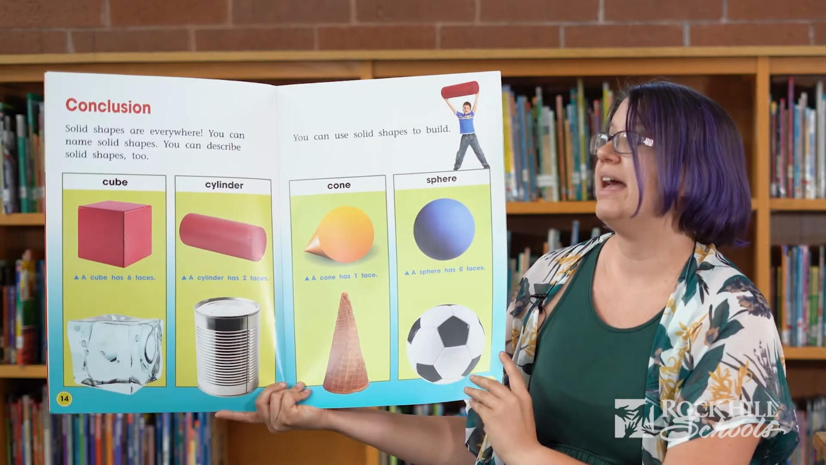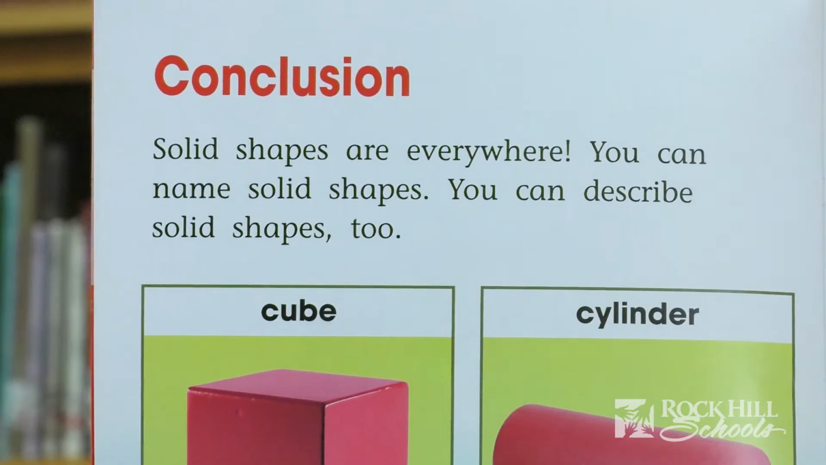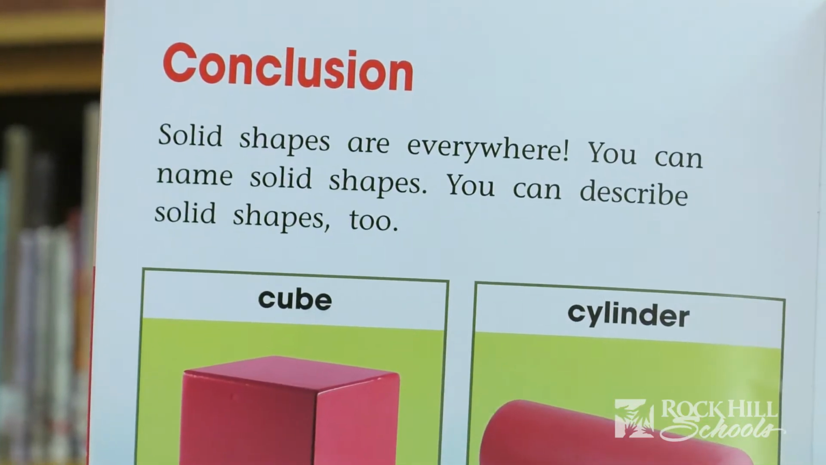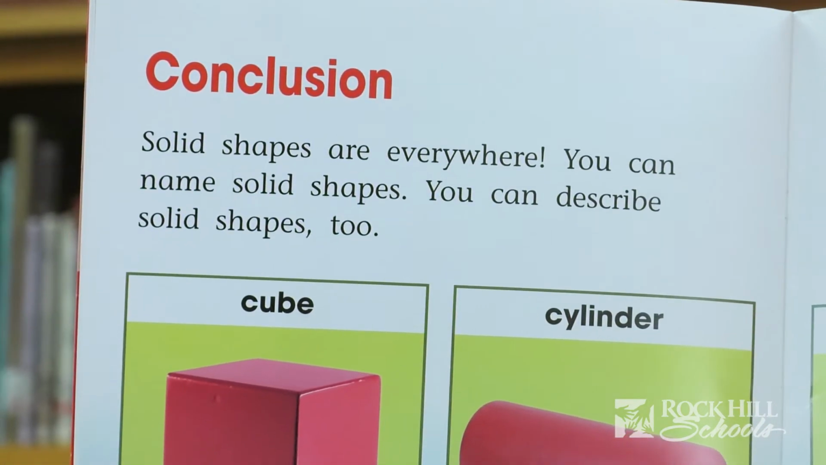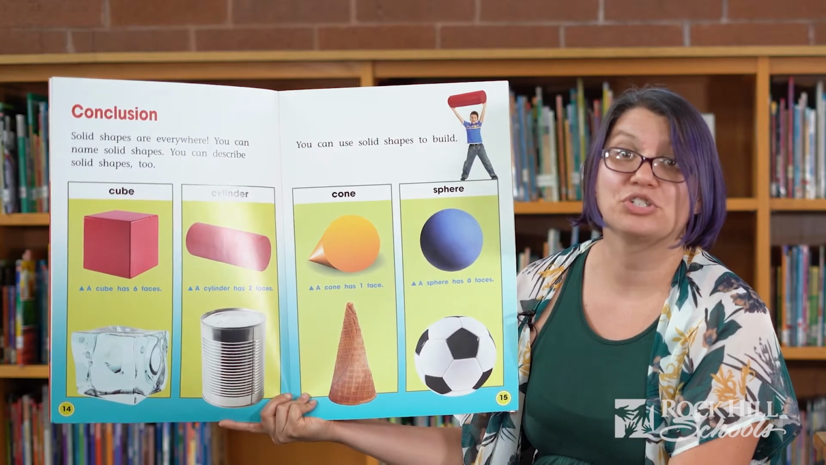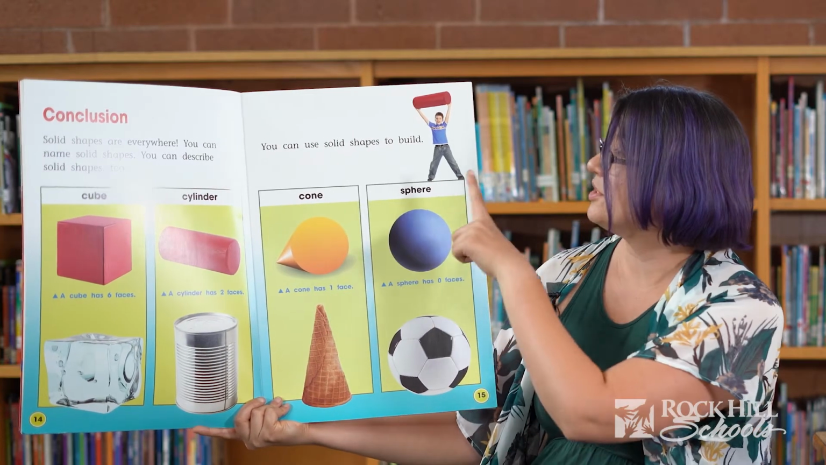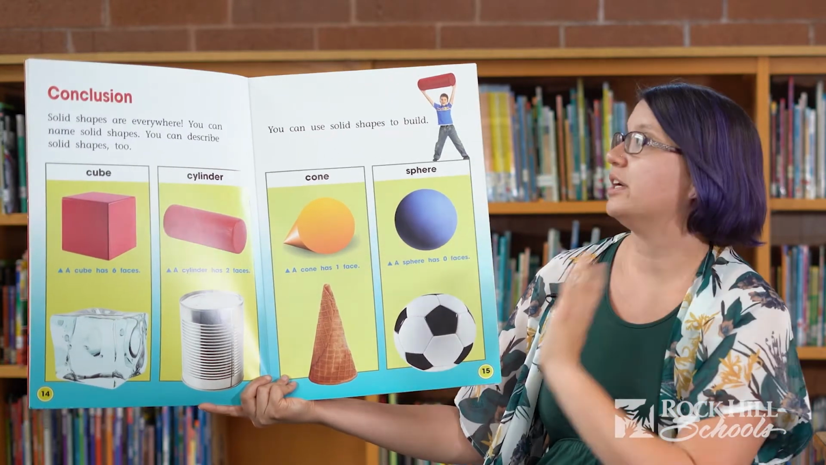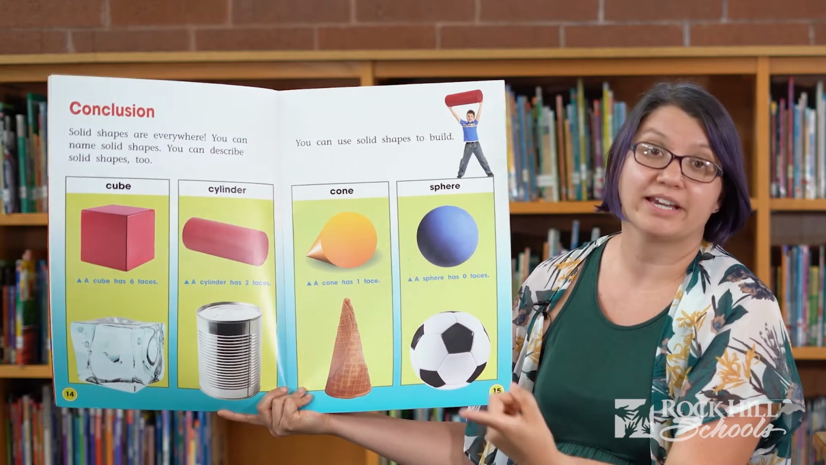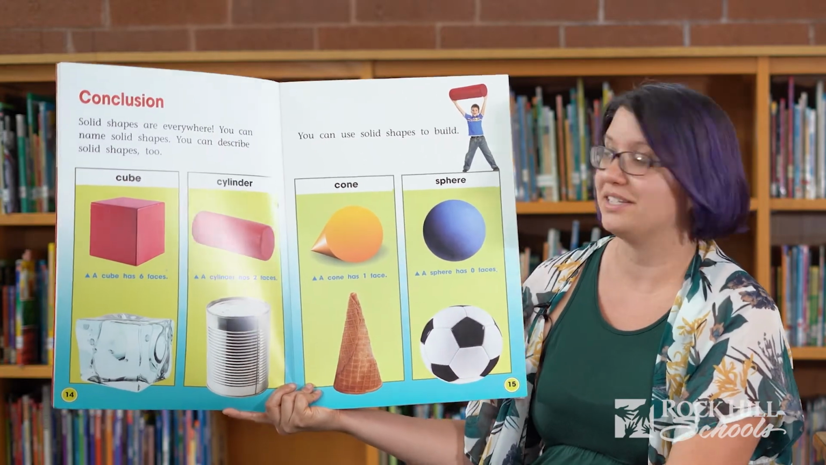Solid shapes are everywhere. You can name solid shapes and you can describe solid shapes too. And that's what we're going to do in a minute. Describing is where we tell about something. And you can use solid shapes to build. Oh, and we definitely know we can do that with Legos and blocks and all kinds of things.